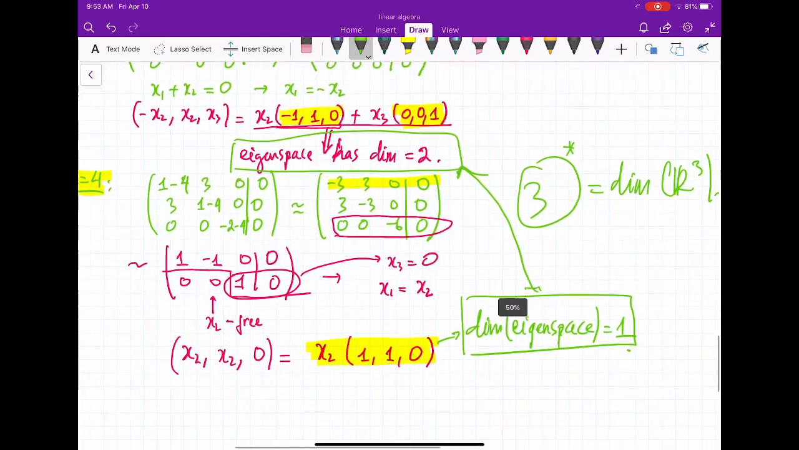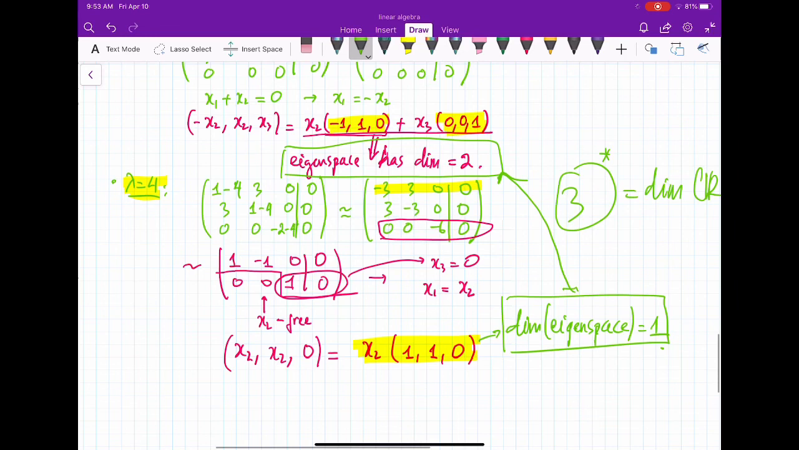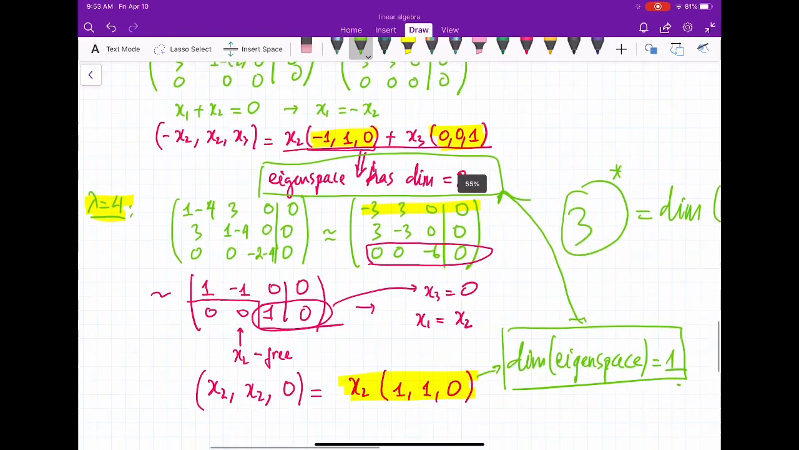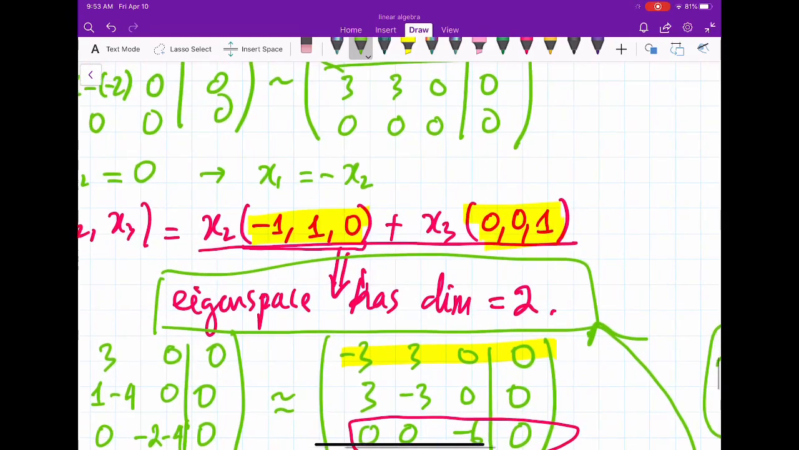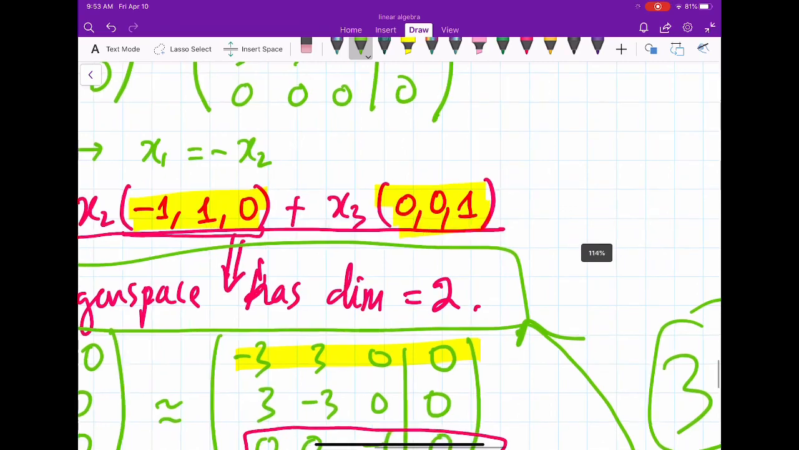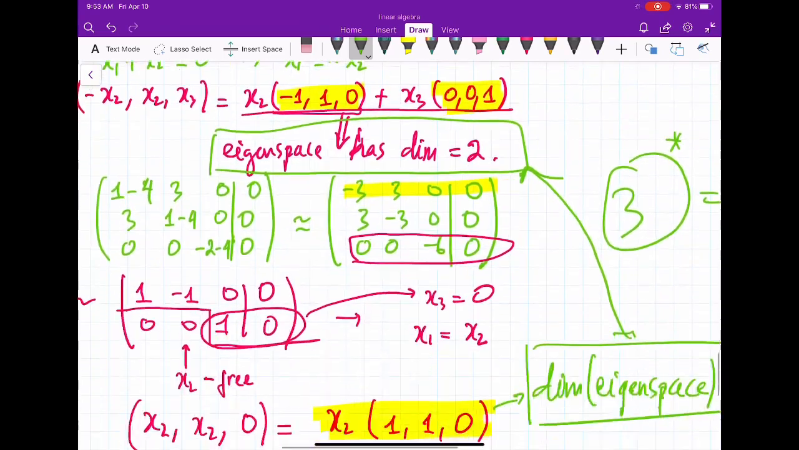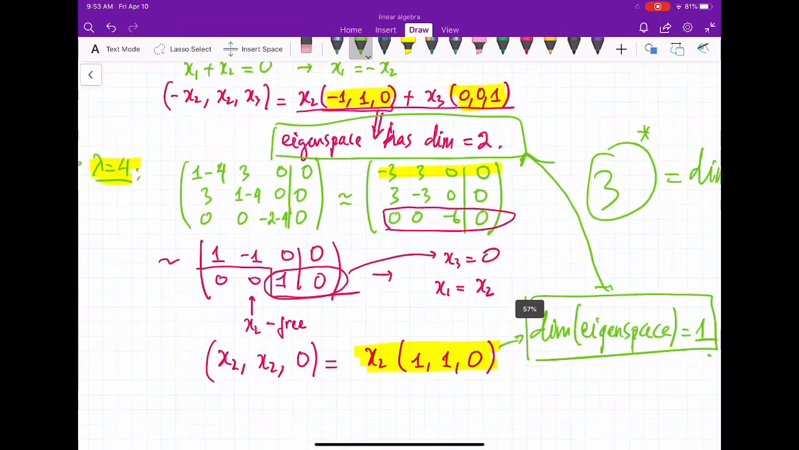Okay? Alright. Now, we already have 3 representations of eigenspace. Actually, we have basis vectors in here, right? That's what I want to say. The first vector is negative 1, 1, 0 right here. The second one is 0, 0, 1. And the last one is 1, 1, 0.